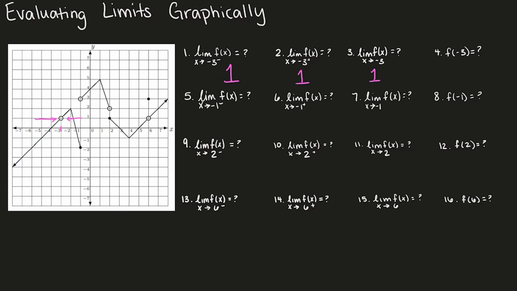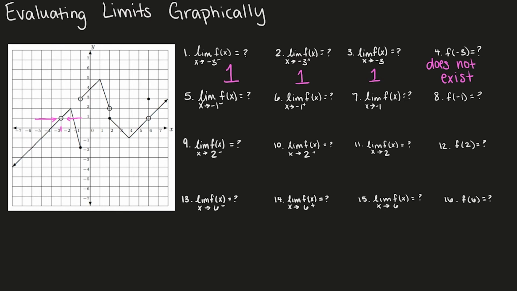But the value of the function f of -3 does not exist. And why is that? Because there's a hole where the y value of -3 should be. There is no value there, therefore the value at -3 does not exist, but the limit of the function as x approaches -3 is 1. Now let's look at our next set.